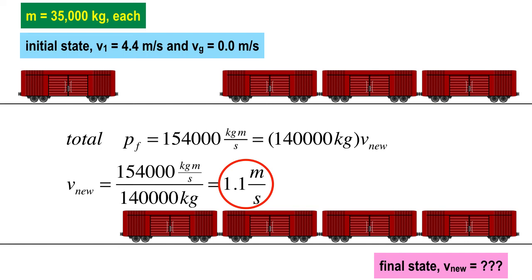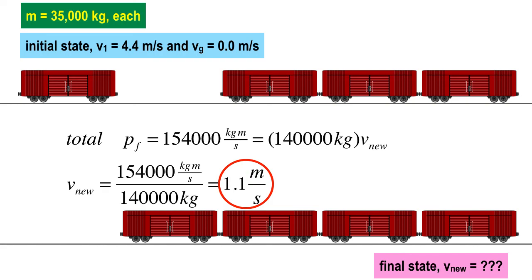So what is your name? Aaron. Aaron, the delta P for him, he absorbed negative 115,500 kilogram meters per second, a leftward push force, an interaction type delta P from the three boxcars. Okay? They absorbed the same amount coming in, all right? And so now they're all moving off at 1.1 meters per second.